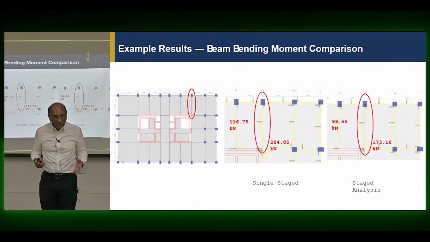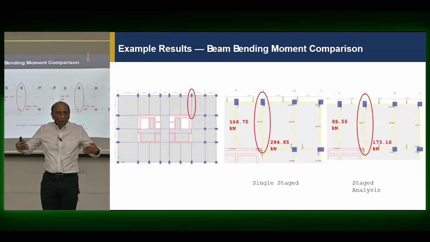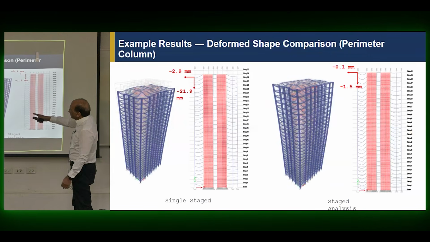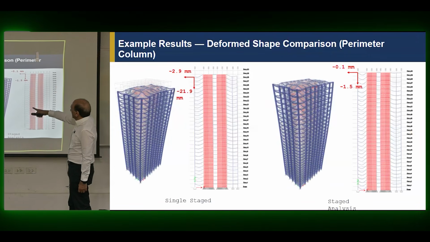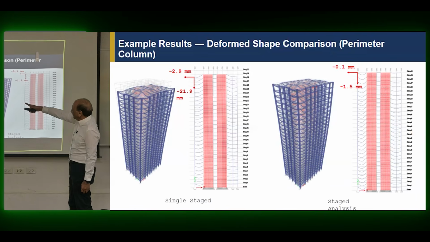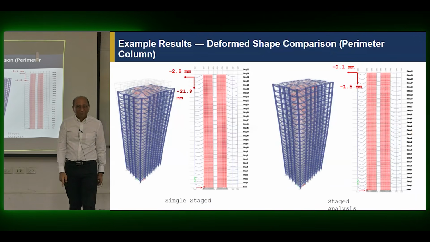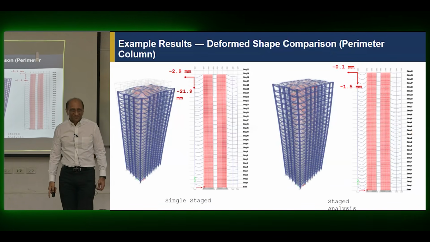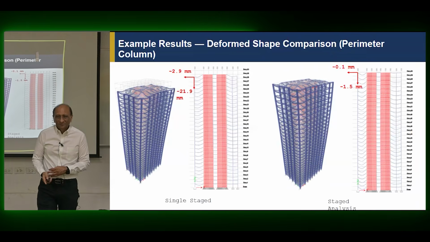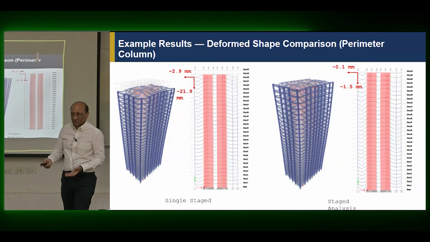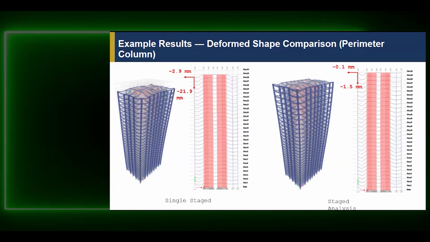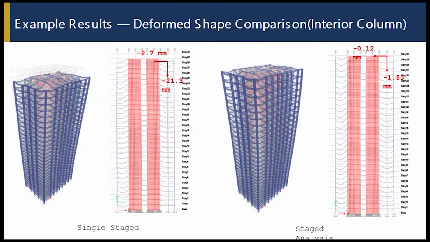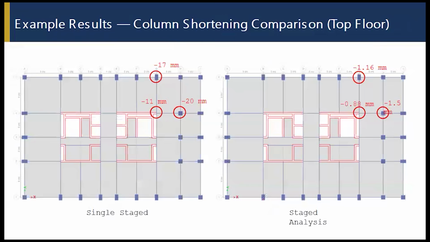You must look at the connecting floor elements. They will be affected a lot. So same is the case with deflections here and here. 21 millimeter versus 1.5 millimeter. That much difference between the two because of the correction along the way. Same is the case here. 21 versus 1.5. 17 versus, so look at that.